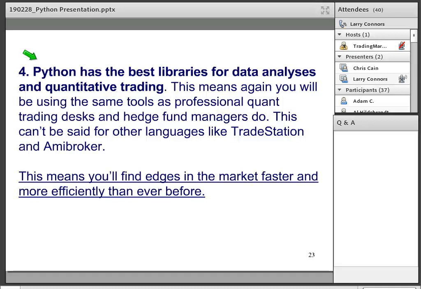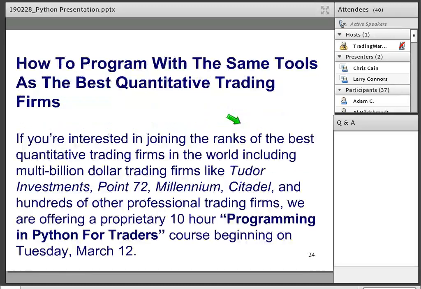Number four, Python has the best libraries for data analysis and quantitative trading. This is why you see so many of these top trading firms from around the world use Python. And what this means, again, is that you're going to be using the same tools as the professional quant trading desks and hedge fund managers do. This can't be said for other languages like TradeStation and AmiBroker. And what this means is that you'll find edges in the market faster and more efficiently than ever before. So this is how to program with the same tools as the best quantitative trading firms.